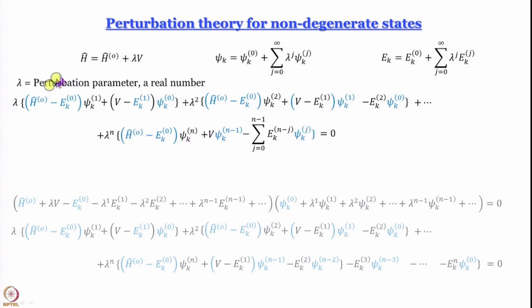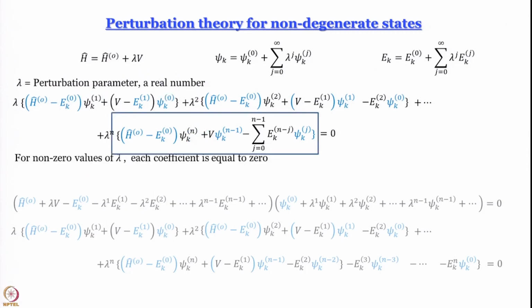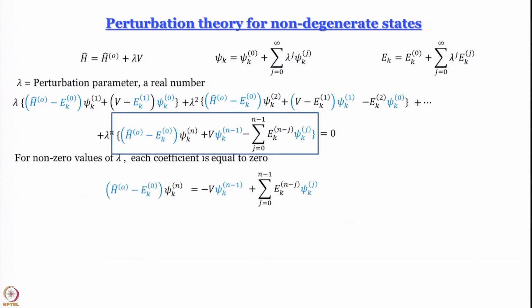So now if this is the case, then the condition for this lambda to be non-zero is that the coefficient of each power of lambda must individually be equal to 0. So if I take the general coefficient, then this whole thing has to be equal to 0. Let us equate that to 0 and this is what we get. This is a very important equation and we will have to refer to it time and again in the subsequent discussion. So what have I done? I have taken the coefficient of lambda to the power n and we have equated it to 0 because lambda is non-zero.